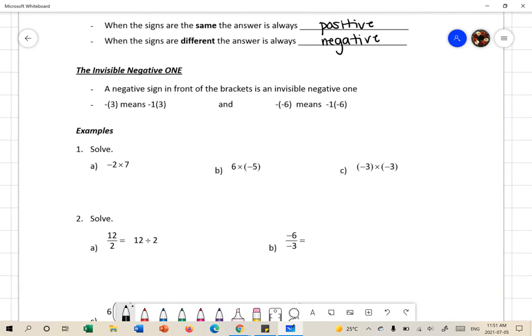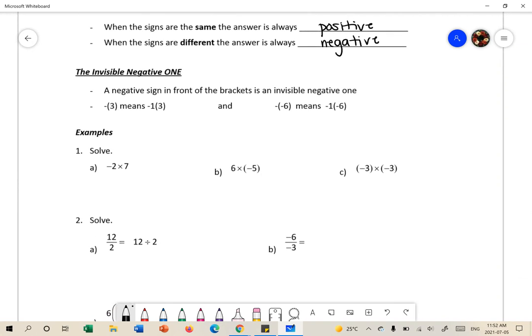The invisible -1. A negative sign in front of the brackets is an invisible -1. In front of the brackets, we have a negative. We understand that this actually means -1 times 3. And also over here, this is a -6, which we understand means -1 times -6.